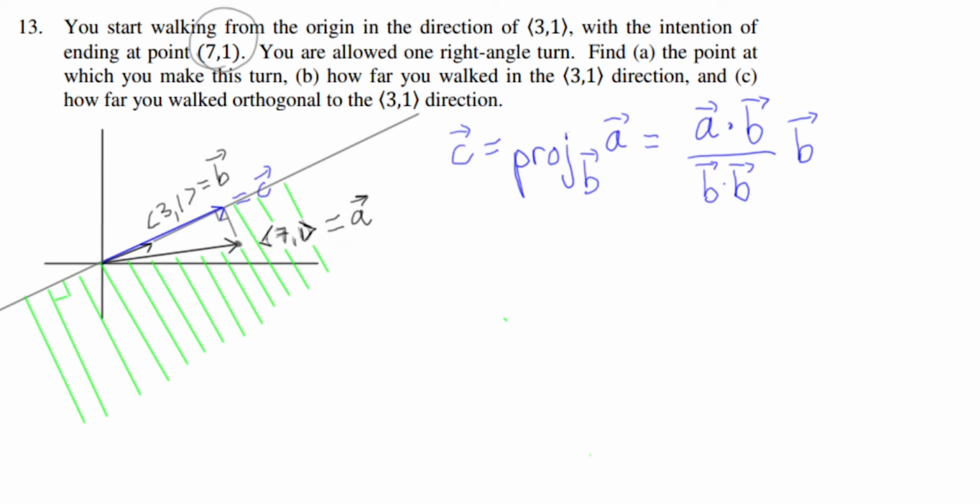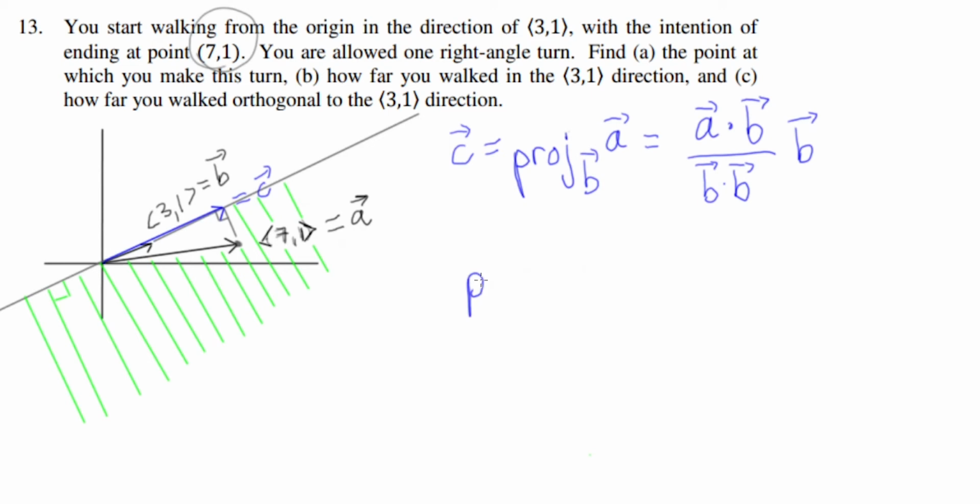Okay, so if we can calculate this vector, then we'll know also the point at which we'd have to make that right angle turn, because we're starting everything from the origin, so that vector is going to be equal to the point at which I make that right angle turn. Okay, so now let's get down to business and actually calculate what this vector is.